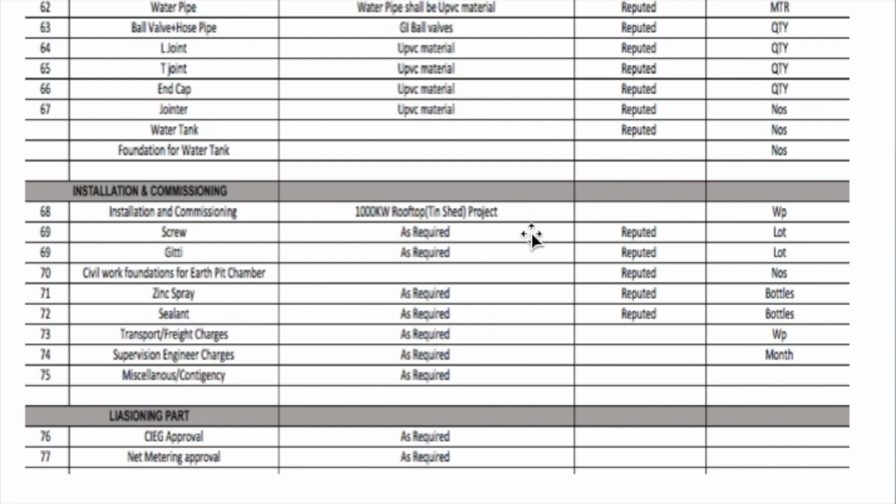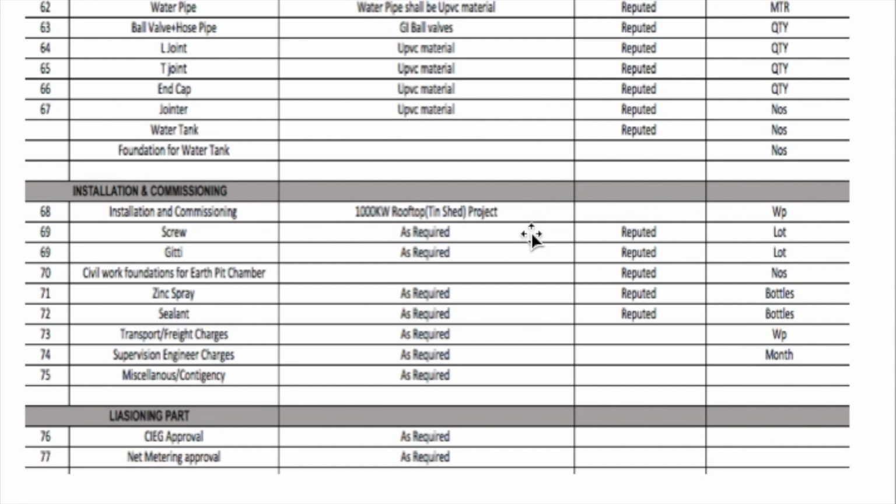Last part is a module cleaning system. Automatic module cleaning system you can use. You can also keep pipe and hose pipe and water tap so that you can manually also clean it. But a cleaning system should be there, which should help you to clean the module at least fortnightly for better generation.